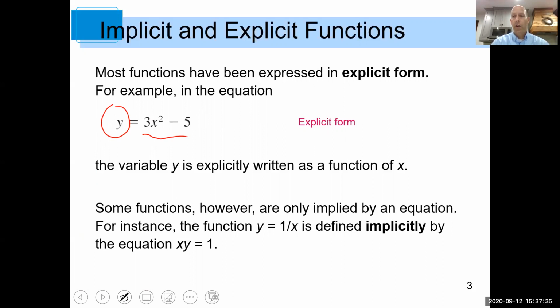Some functions, however, can only be implied by an equation. For instance, consider the function y equals 1 over x. It is defined implicitly by the following equation: xy equals 1.